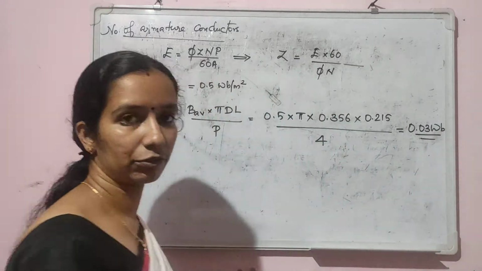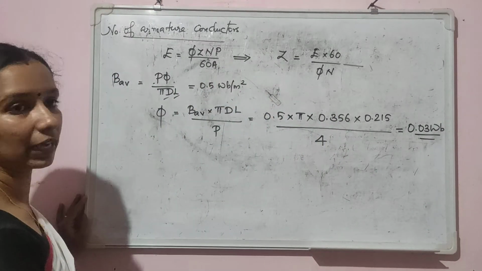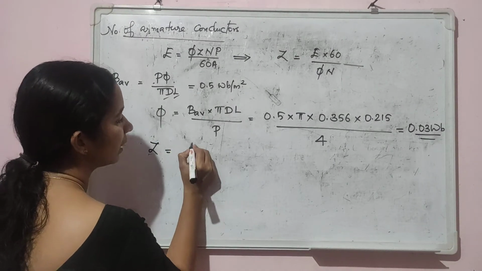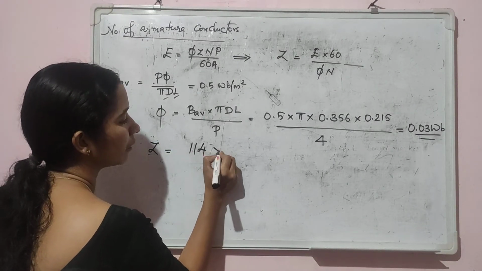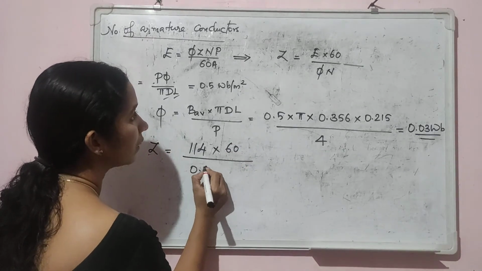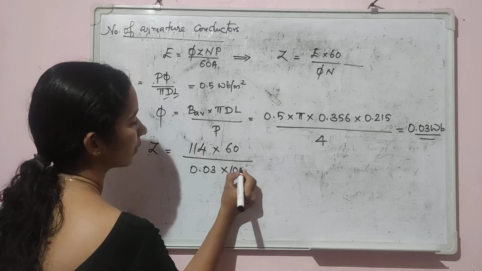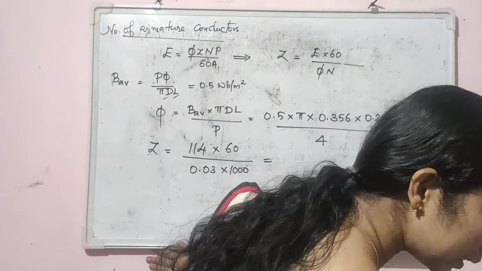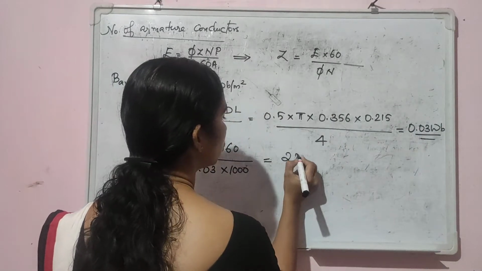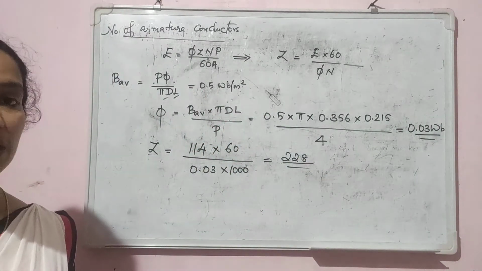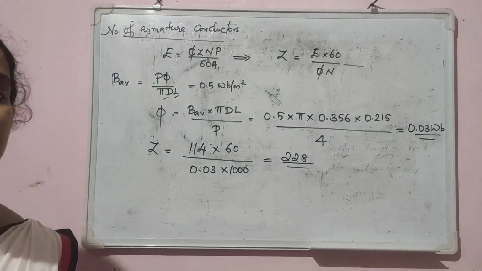0.03 Weber is the value of phi. Substitute that value there. Then you will get the number of armature conductors Z as E, induced EMF is 114 into 60 divided by 0.03 into 1000. So the number of armature conductors that you will get will be 228. Okay, so this is the number of armature conductors, 228.